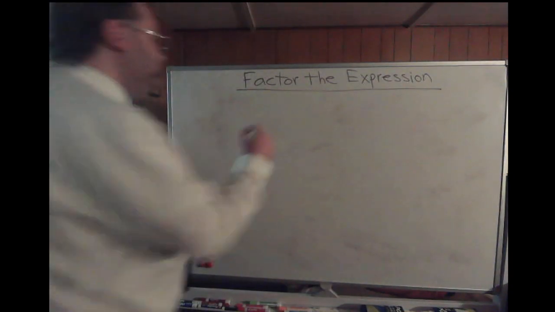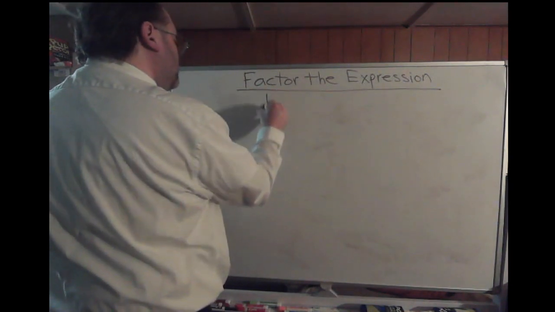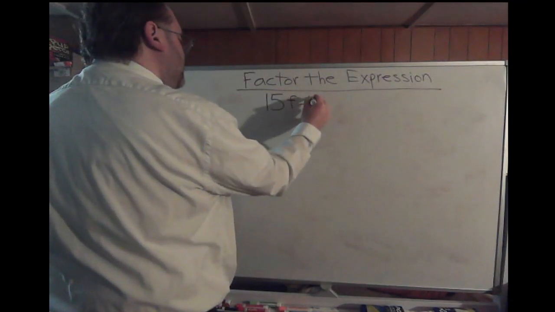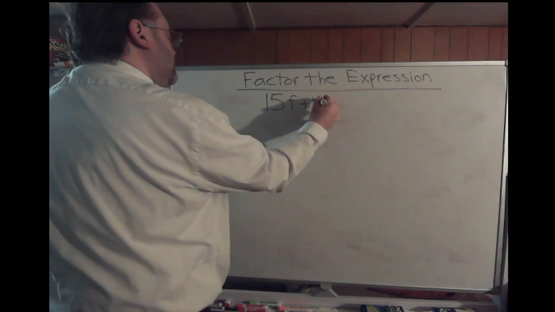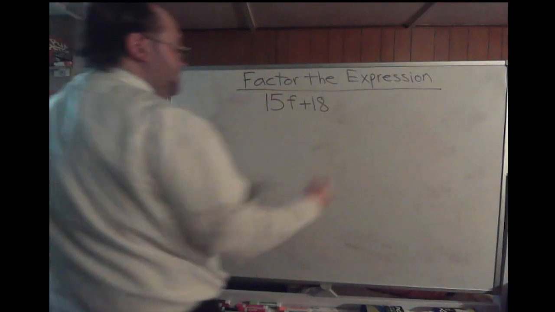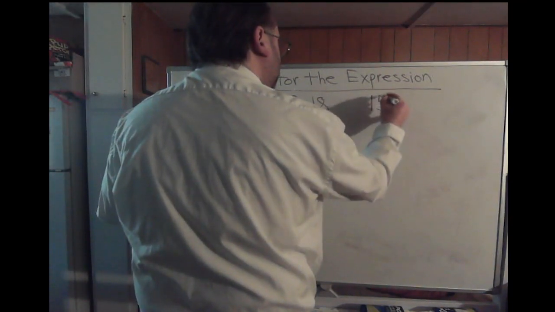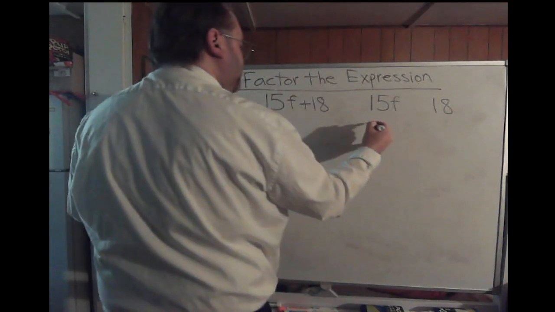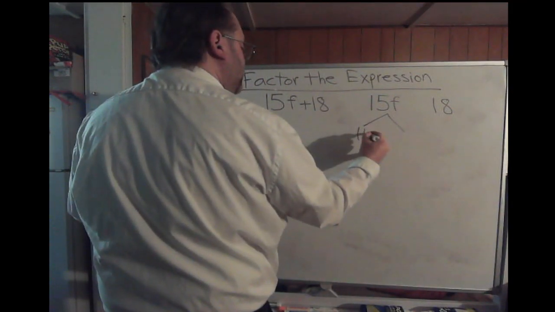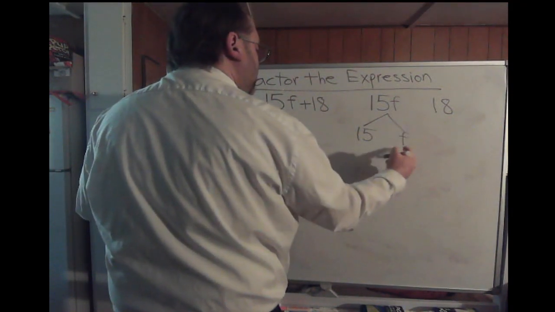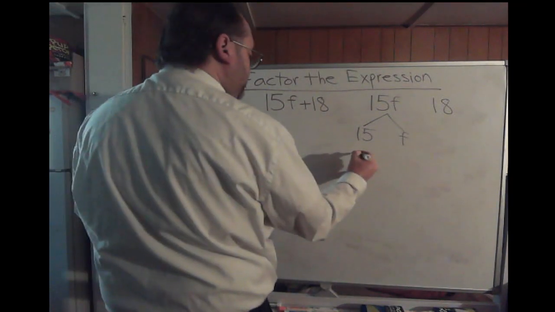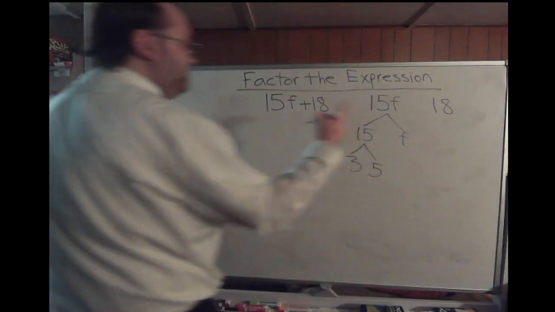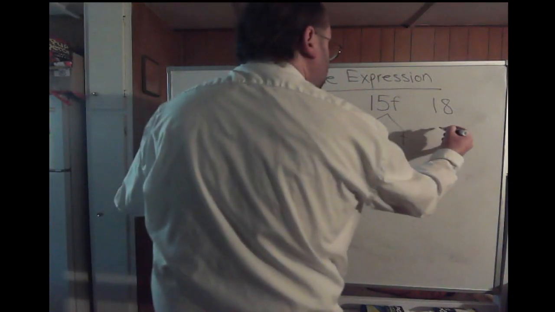Alright, so we got 15f down to the last two. We got 15f plus 18. Well, like you would anything else, find the prime factorization of both numbers. 15f, that'll break down into 15 and f. F won't factor any further, but 15 will, into 3 and 5. We factored 15f all we can. How about 18?